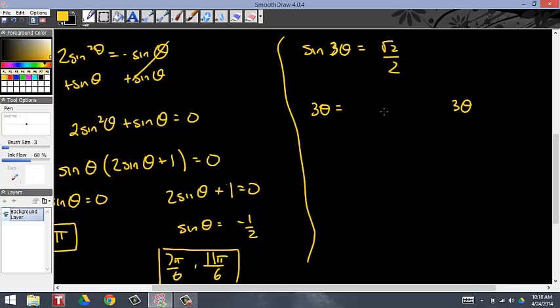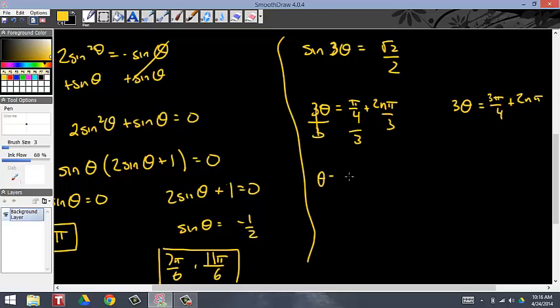Where does sine theta equal rad 2 over 2? Max? Pi over 4. And then where else does sine theta equal rad 2 over 2? Nate? 3 pi over 4. Cool. Now, because there's a frequency change, what do I need to do with this answer? Yemsi? Add 2n pi. Okay? From here, I'm going to divide everything by 3.